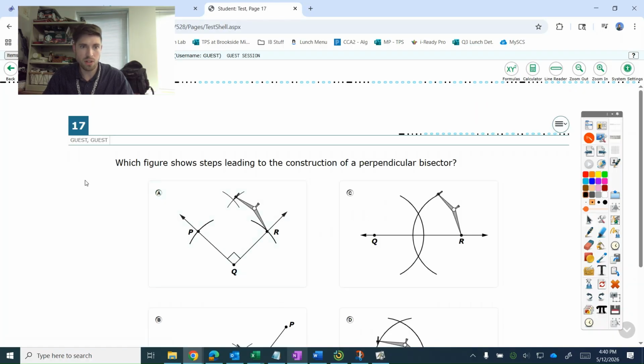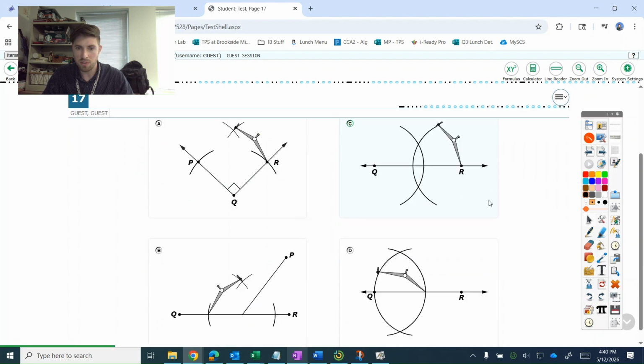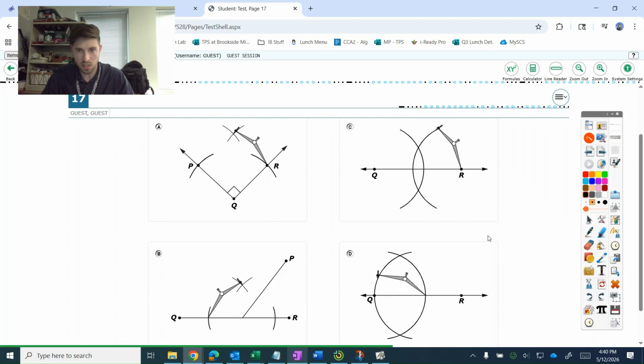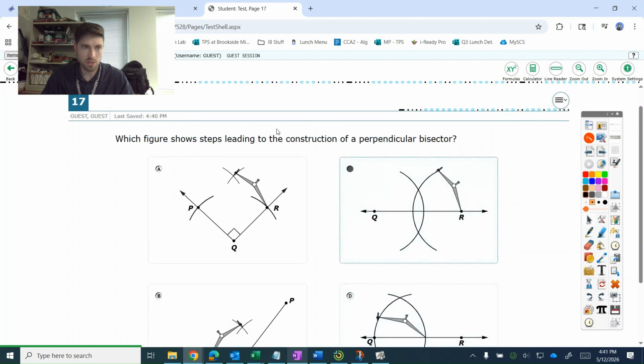Okay, lastly, which figure shows steps leading to the construction of a perpendicular bisector? For this one, you have to kind of know what your steps are for the perpendicular bisector. Essentially, you're going to take a compass, you make it a little bit more than halfway between the 2 points, and so you draw the arc so that they're crossing twice. So that's going to be option C. Now, option D is wrong because whoever made this, they made it the length of Q2. It looks like maybe about halfway, maybe a little bit less, but this is not quite following the procedure. You're just going to have to know this one. There's not really much we can do to reason that out from here.